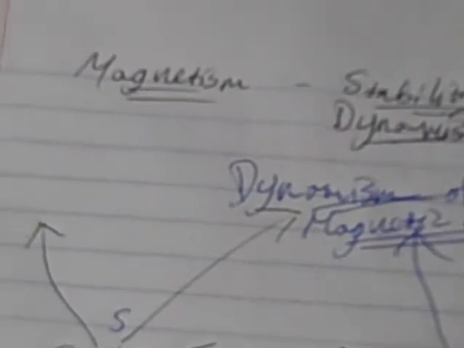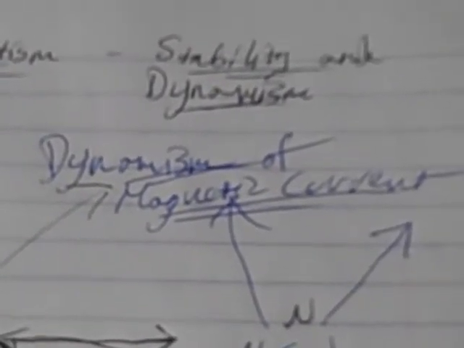Okay, so this video is called Stability and Dynamism in Magnetic Systems, and it's just looking at how all magnetic systems have both stability and dynamism, and this is just kind of an outline of why that is.